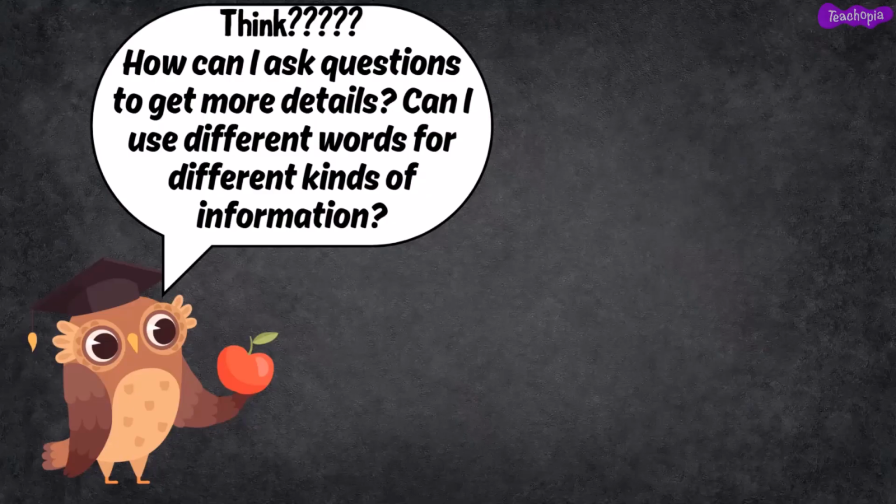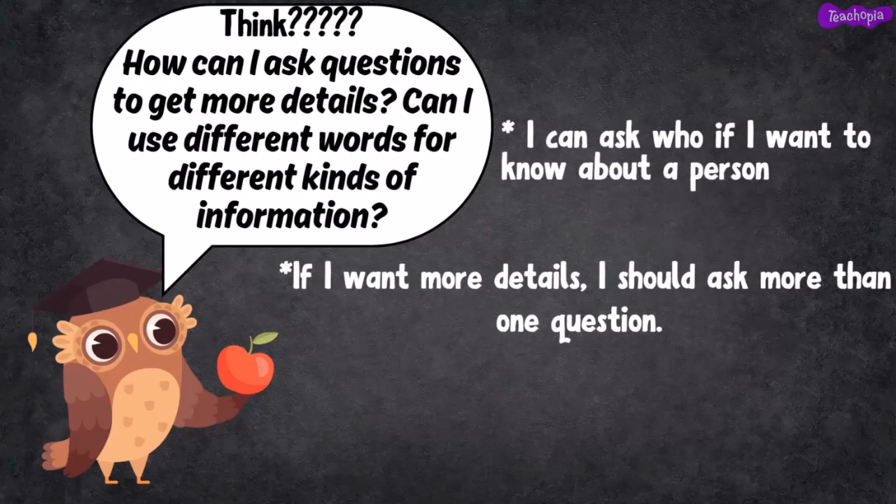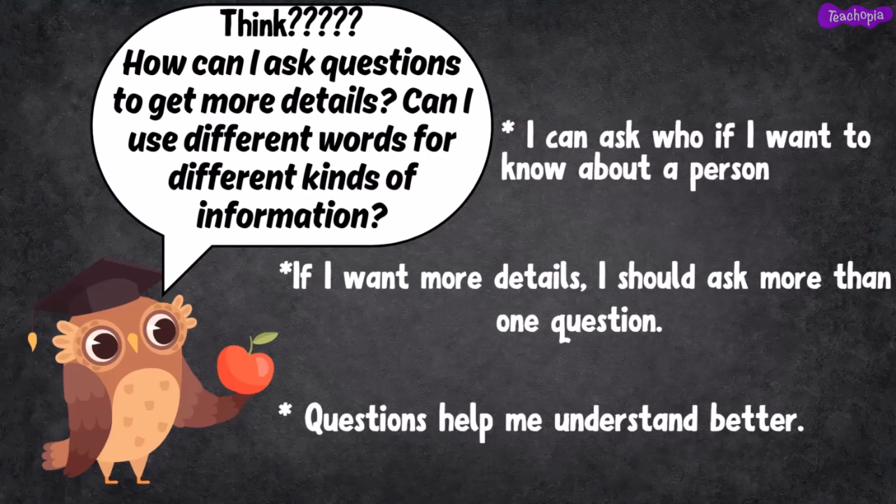So, here the think question says, how can I ask questions to get more details? Can I use different words or different kinds of information? The possible answers can be I can ask who if I want to know about a person. If I want more details, I should ask more than one question. Questions help me understand better. So these are a few possible answers.